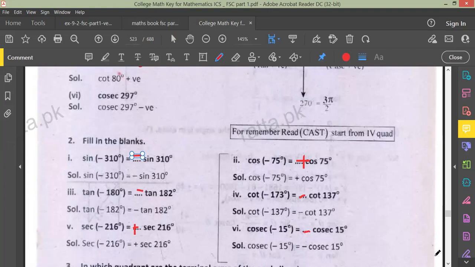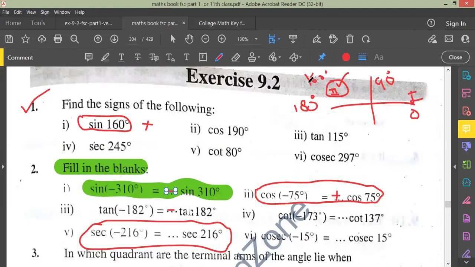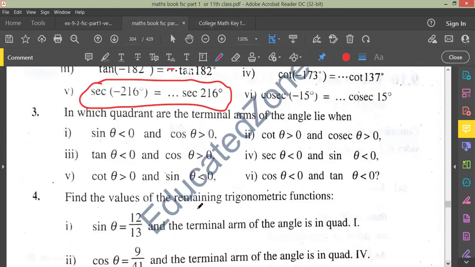After question number 2, we will discuss question number 3. This is an important question. We have to find the quadrant in which sine is less than 0 and cos is greater than 0. If a ratio is less than 0, it is negative, and if it is greater than 0, it is positive. First look at sine less than 0. We can tell that sine is negative in the third quadrant and the fourth quadrant.